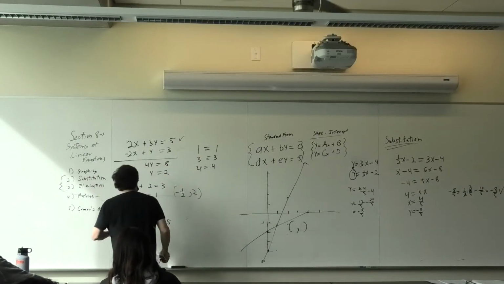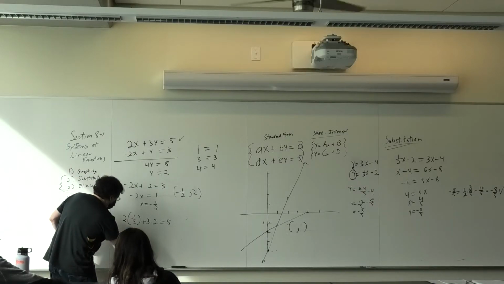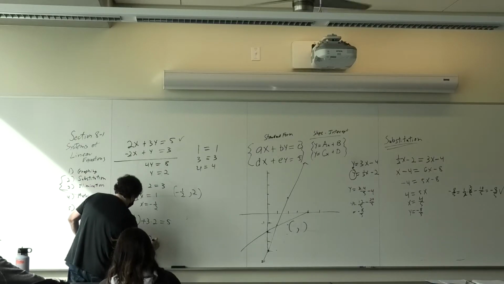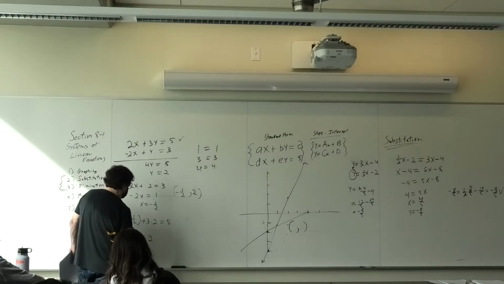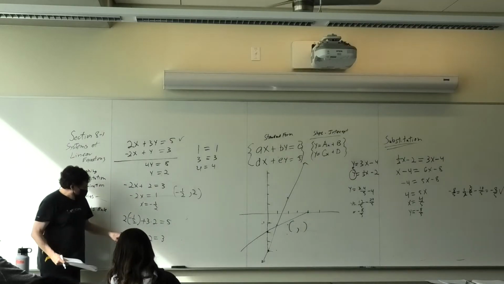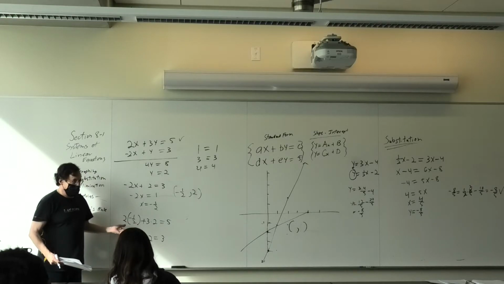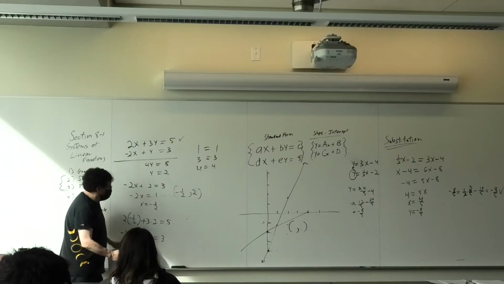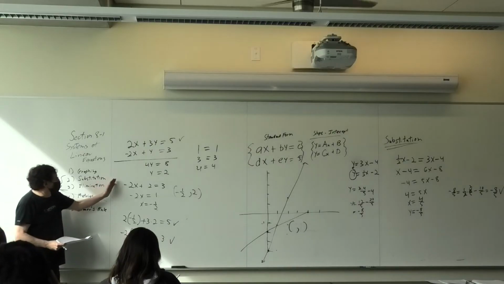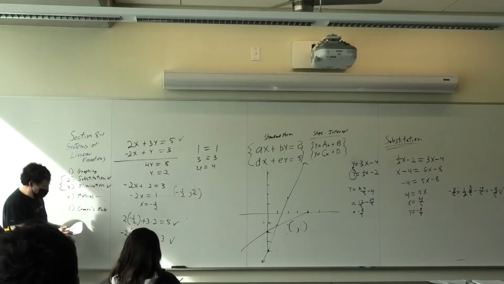So that one worked. And if I want to be really sure, negative 2 times negative 1/2 plus 2. Oh, equals 3. All right, good. So negative and negative cancel. 2 times 1/2 is 1. 1 plus 2 is 3. So these both check, and I know I have the right answer. That's elimination. So we have substitution and elimination.